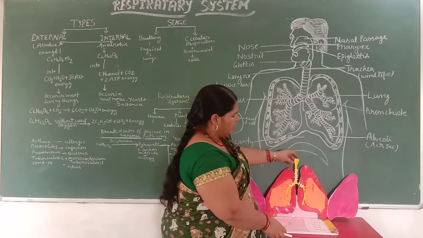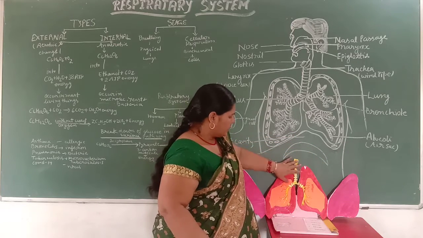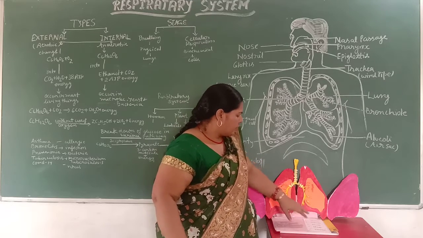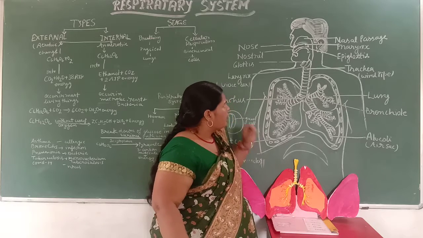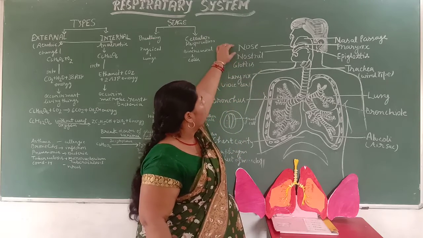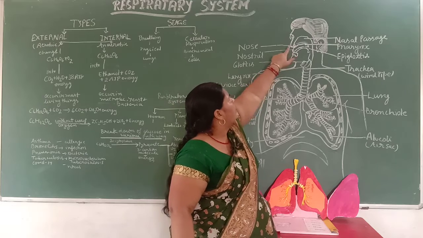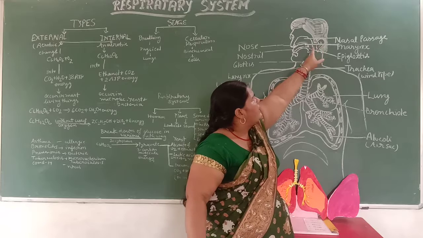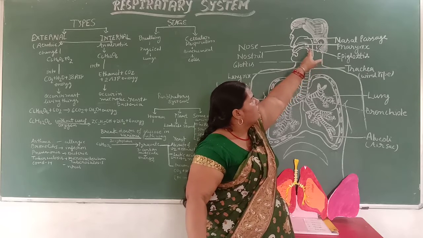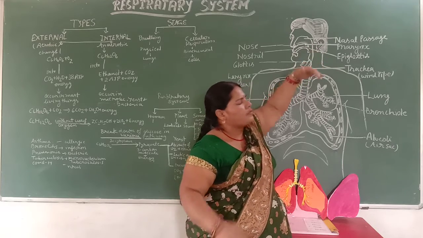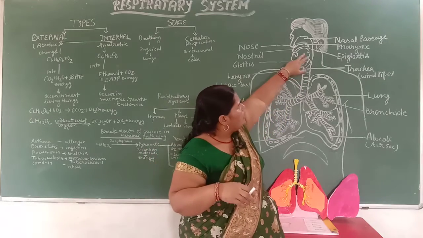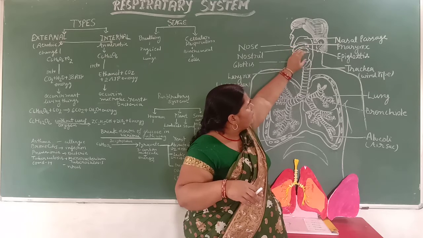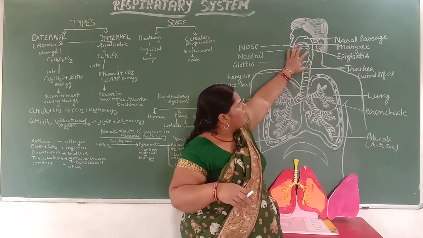These are the different parts: the trachea, the larynx, the bronchus, the pleura, and the alveoli. Here you see the nose, the nostrils, the nasal passage, and the pharynx. Here you see the epiglottis. The epiglottis is a flap-like structure. Here are also the trachea and the esophagus, two pipes.